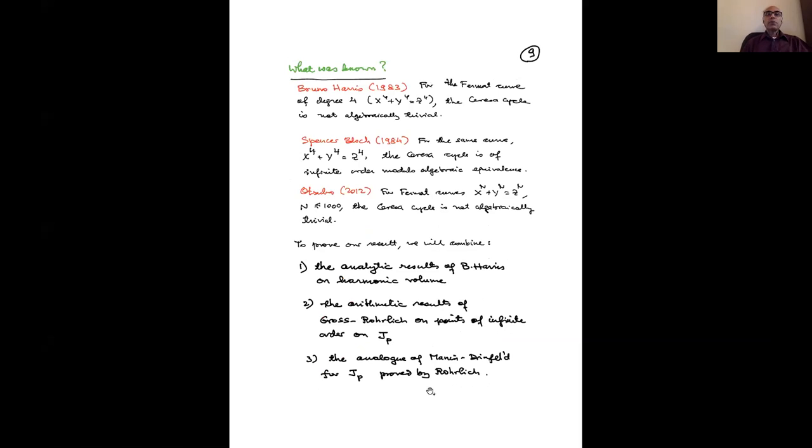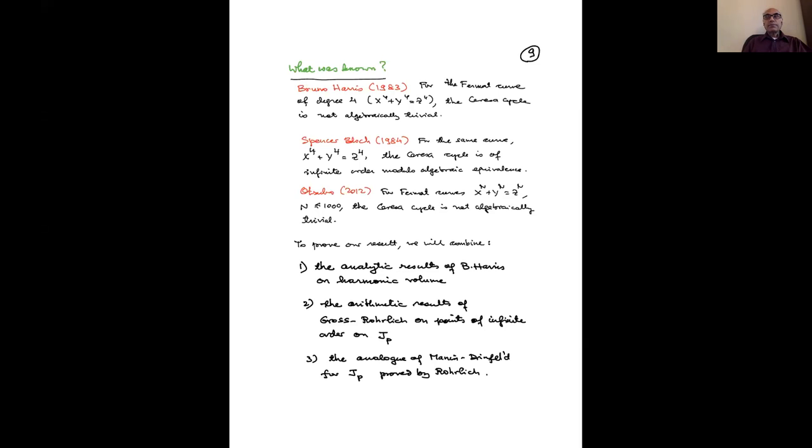So what was known, it's a good segue to this, Bruno Harris showed that for the Fermat curve of degree 4, so x to the 4 plus y to the 4 equals z to the 4, this Ceresa cycle is not algebraically trivial. Then a year later, Spencer Bloch showed that for this particular cycle, it's not only not algebraically trivial, but it's of infinite order modulo algebraic equivalence. More recently, Otsubo showed by explicit calculation that for n less than or equal to 1,000, the Ceresa cycle is not algebraically trivial.